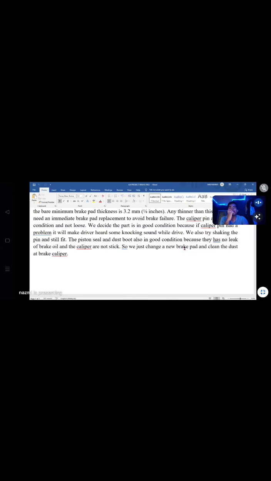The piston seal and dust hood are also in good condition because they have no leak of brake oil at the piston seat and the dust hood. And the caliper is not stuck or jammed. So we just change to a new brake pad and clean the dust at the brake caliper.